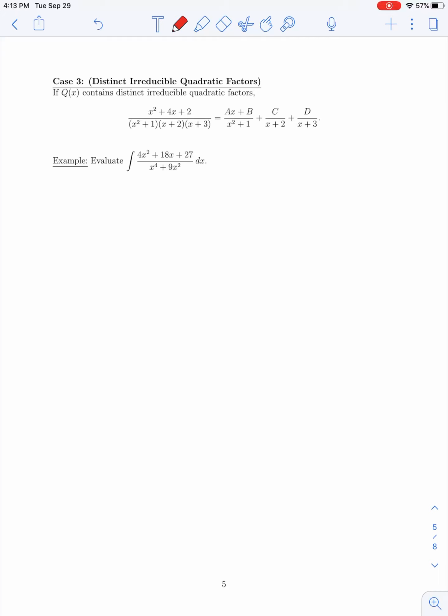So the next cases that we'll consider involve what are called irreducible quadratic factors. So to illustrate this case, let us consider the following. This is known as case 3, or the case of distinct irreducible quadratic factors, which says if the denominator of the rational function Q of x contains distinct irreducible quadratic factors, then the decomposition would look slightly different. So first, let us talk about an irreducible quadratic. What do we mean by that?